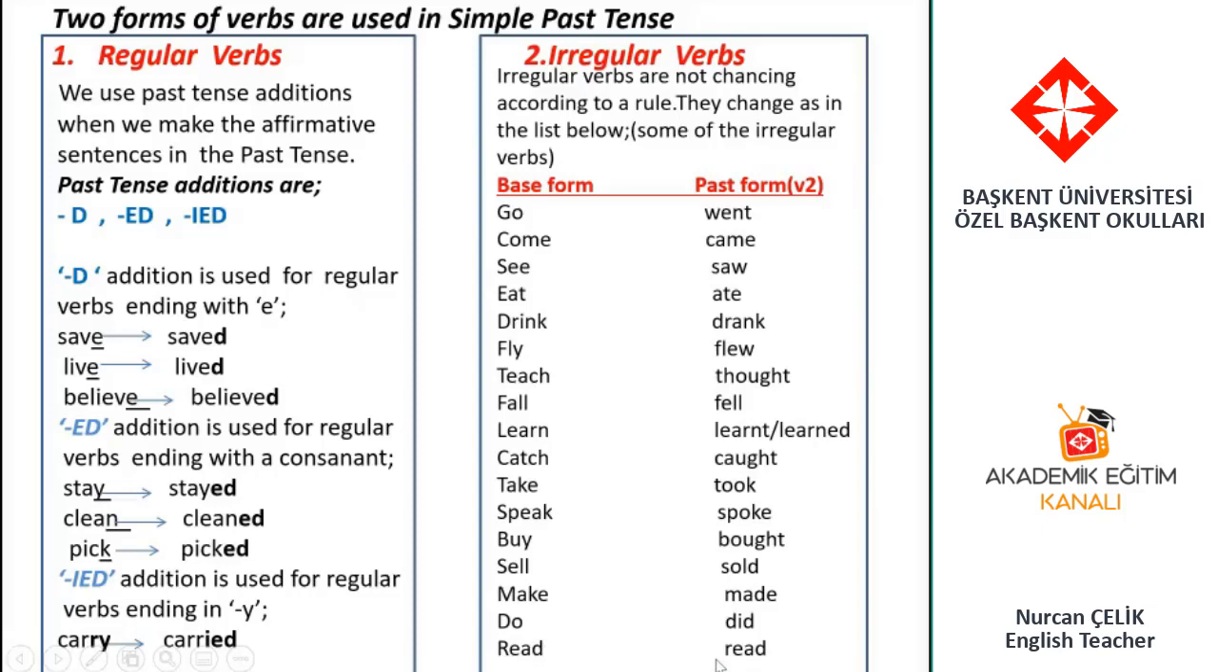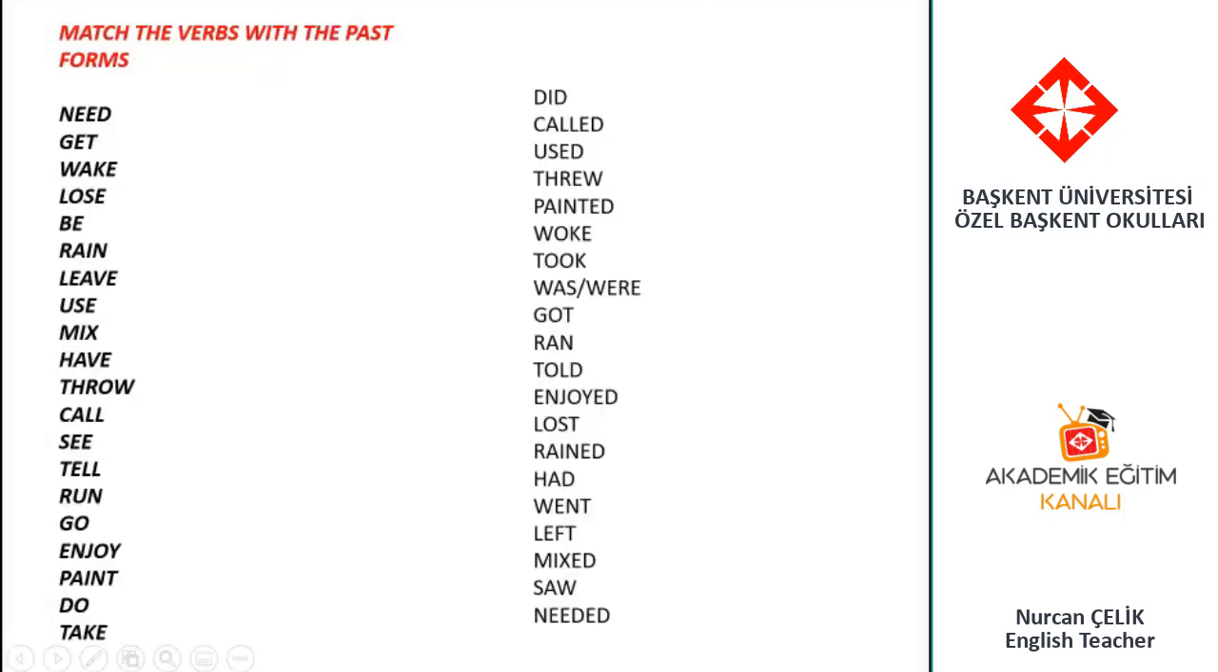Read, it is written the same, but the pronunciation is different. Read, read. The pronunciation changes. Be careful with this. So again, there is no rule for irregular verbs when they change into past form. Here in the list, these are base forms of the verbs. These verbs can be regular or irregular. Now let's match them with their verb to forms, past tense forms.